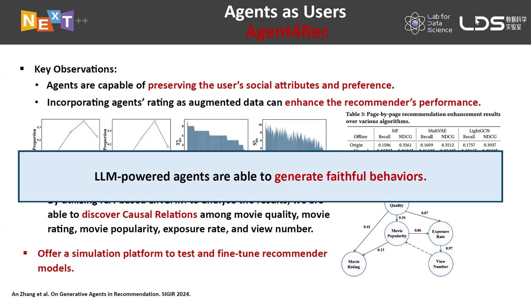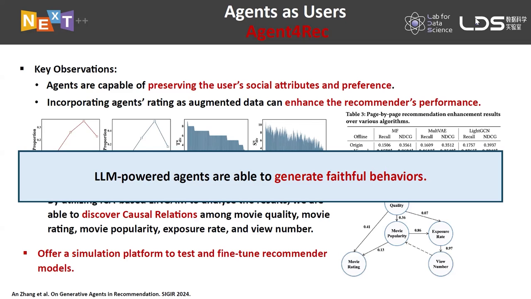We have some key observations. The agent is able to preserve the user's social attributes and preferences. For example, we can achieve a similar distribution of the user ratings and the user social traits like age, gender, or occupation.